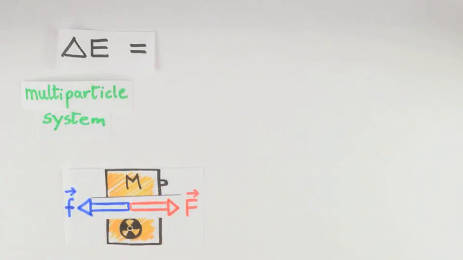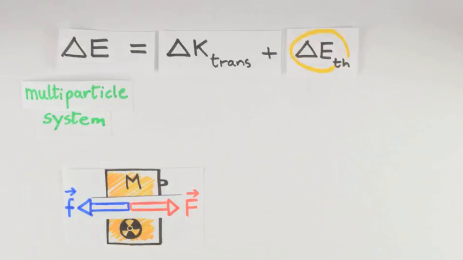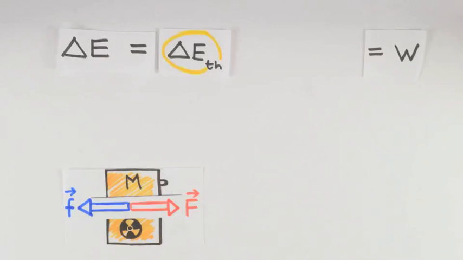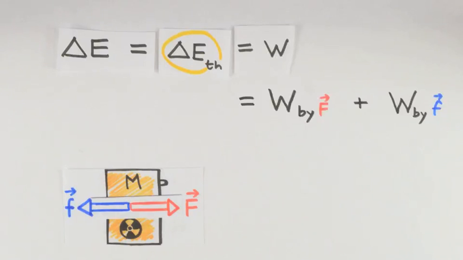Now let's look at the full multiparticle situation. Now delta E, the change in the total system energy, must also include changes in internal energy, here the change in thermal energy, and the sum of all energy changes must equal the work done on the system, the block. Now, as we discussed, delta K trans is 0, so the total change in system energy is just equal to the change in thermal energy, delta E thermal. So to find this, we need to find the work, which again, we only have non-zero contributions coming from the pulling force and the friction.